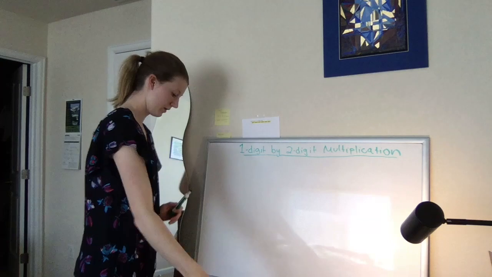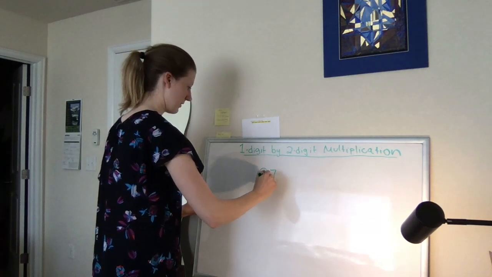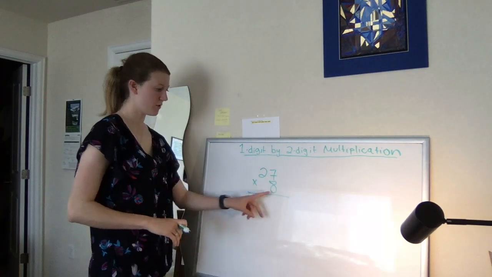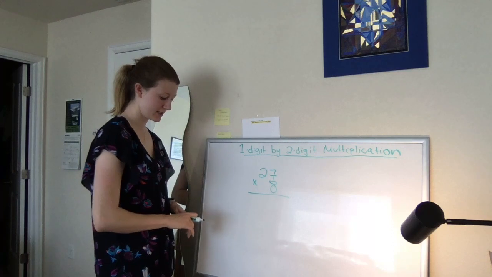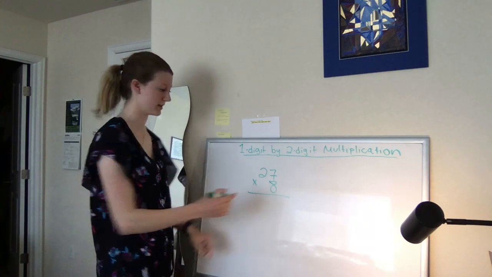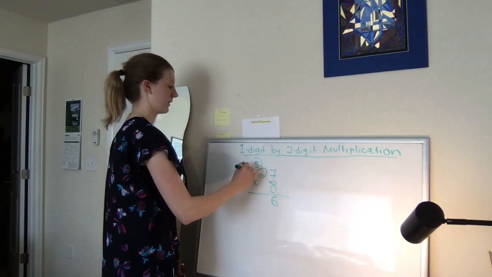Okay. Let's say I want to do 27 times 8. Now, just like before, we know that 7 times 8 is 56, but 56 is not going to fit in the ones place. So we can put the 6 in the ones place. We have to carry the 50.